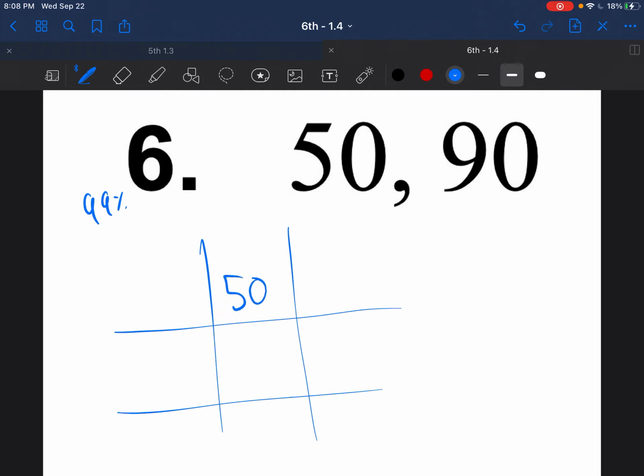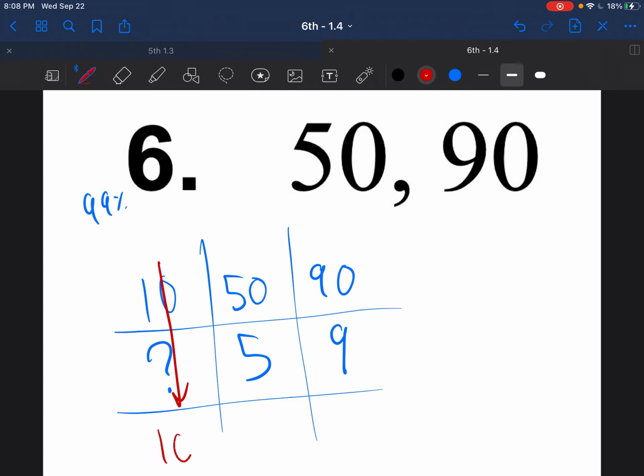So we got 50 and 90. Is there a number that you can think of that can go into 50 and 90? I'm thinking 10. All right, so 10 goes into 50 5 times. 10 goes into 90 9 times. Can you think of a number that goes into 5 and 9? I can't. So let's just multiply straight down. 10 times nothing is 10. So our greatest common factor for this problem is 10.